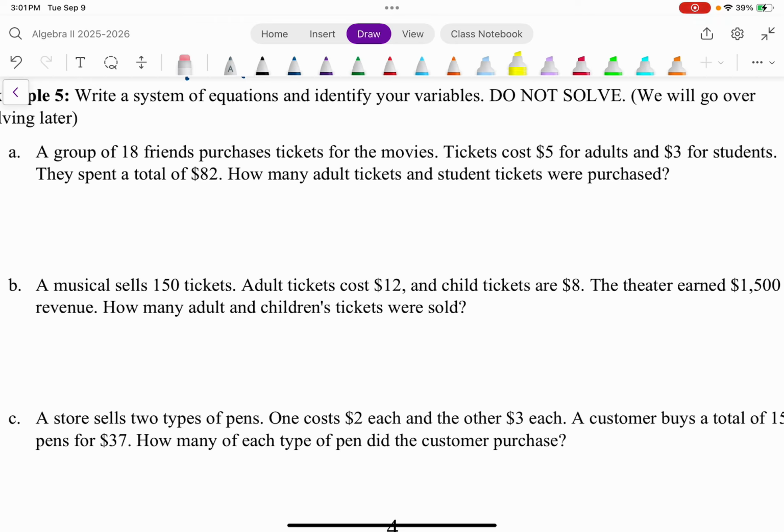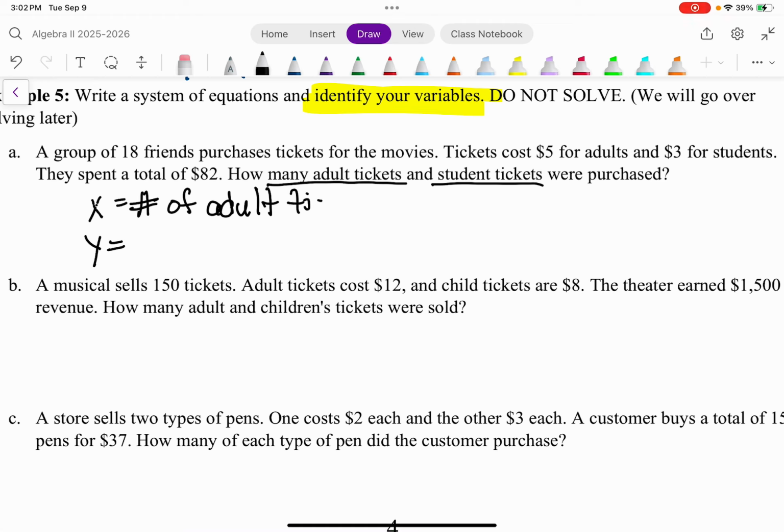So with these problems, one thing you want to make sure is to read the directions. We have to identify what our variables are. This one is asking us to find two different things: how many adult tickets and then student tickets. The questions are typically going to tell you what your variables need to represent. So one of them needs to be the number of adult tickets. The other one is going to tell us the number of student tickets. Those are our two variables.